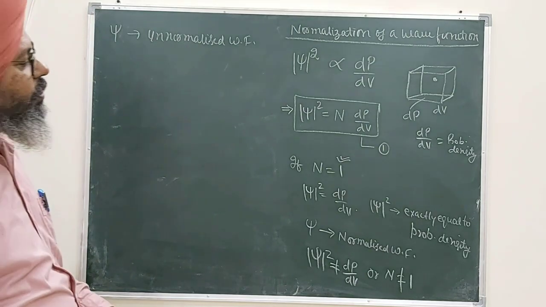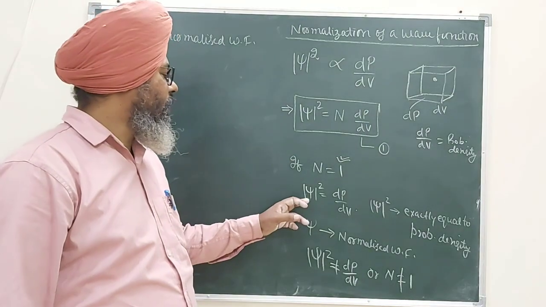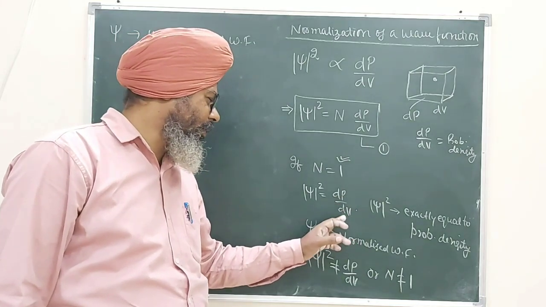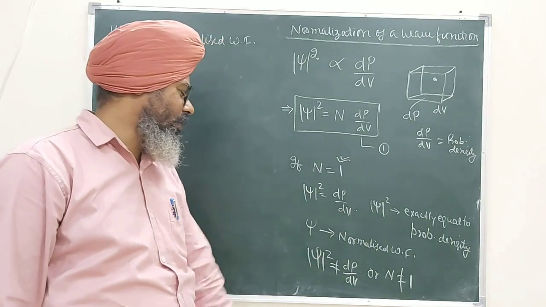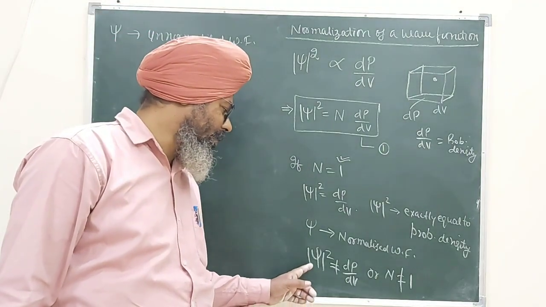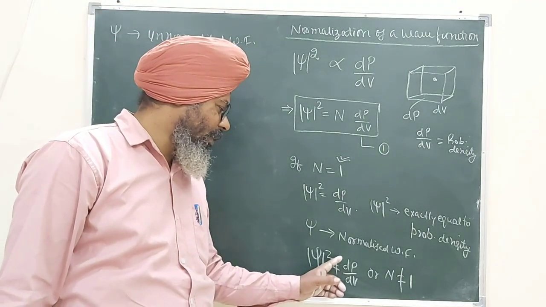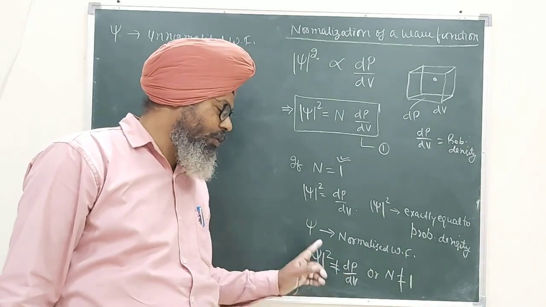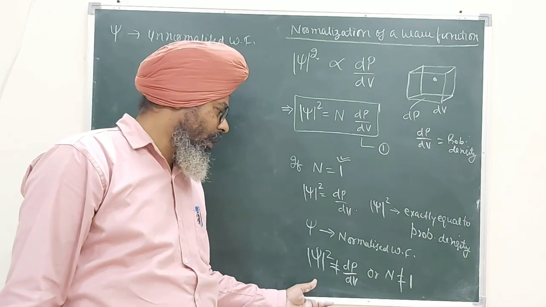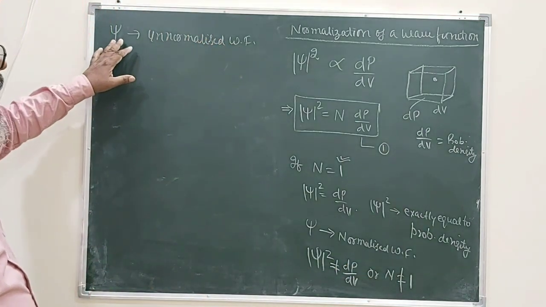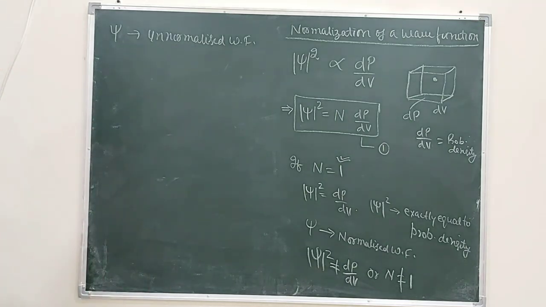So a wave function is said to be normalized if psi magnitude square is exactly equal to dp upon dv. That will lead to normalization constant value equal to 1. And it is said to be unnormalized if psi magnitude square is not equal to dp by dv. However, it will always be proportional to this value. Kindly remember this. And the value of n will not be 1. In such a case, a wave function is called an unnormalized wave function.